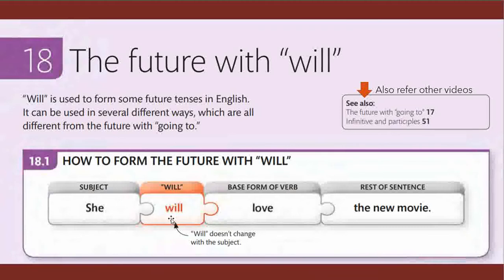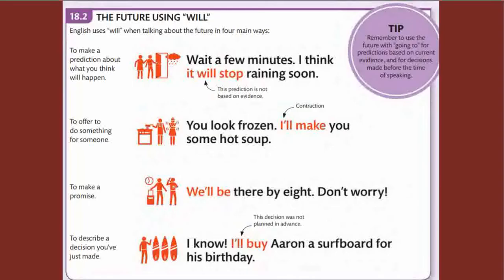She will love the new movie. Will doesn't change with the subject. So the sentence that we have is: she will love the new movie. Now over here we have not seen any kind of evidence in the moment that will help you to predict something. So it is just a basic construction: she will love the new movie. That is how a sentence is constructed with the use of the word will. Let us see certain pointers that will help us understand better.